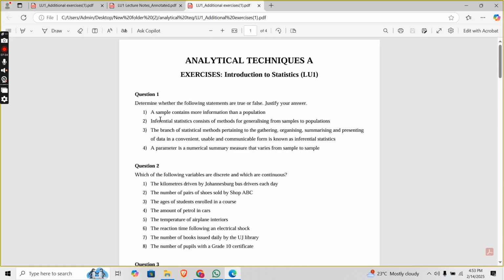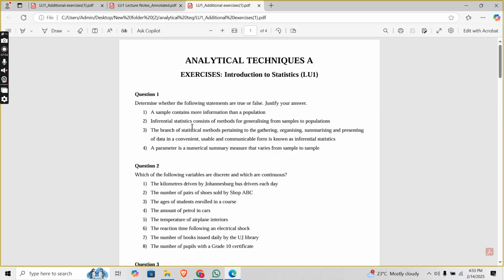So I was saying, the reason for number 2 is because of the definition of inferential statistics. This statement actually agrees with the definition of inferential statistics. Okay.